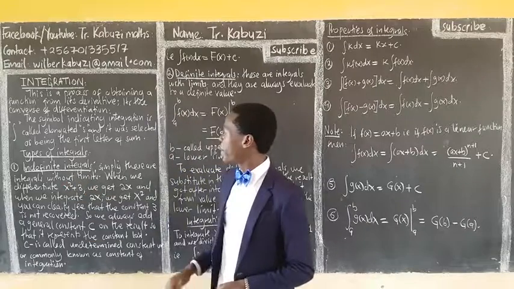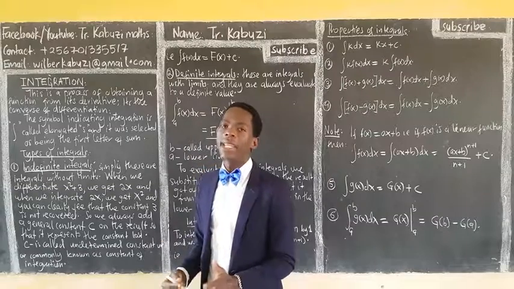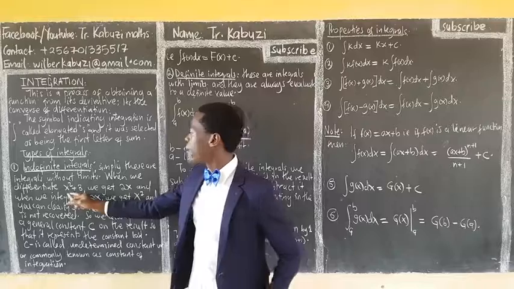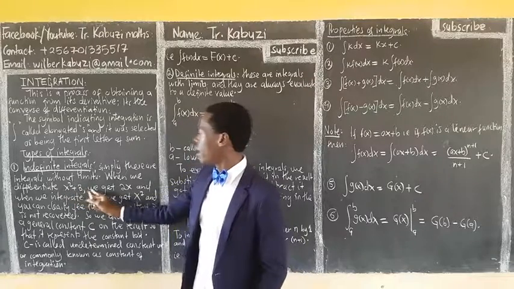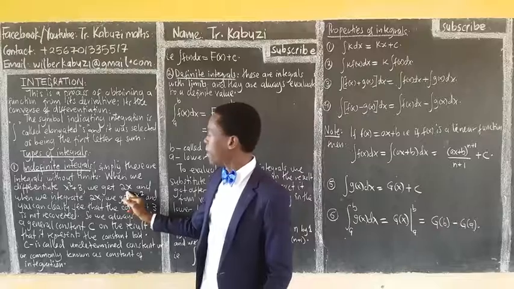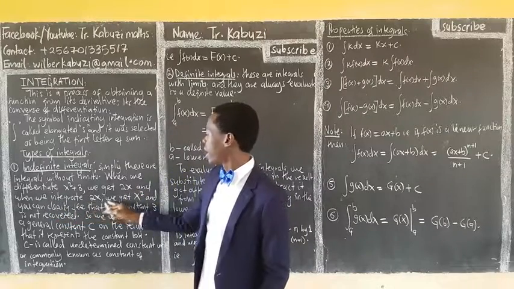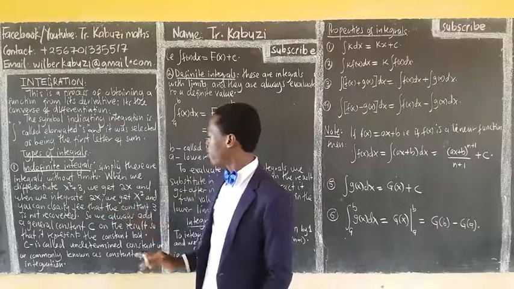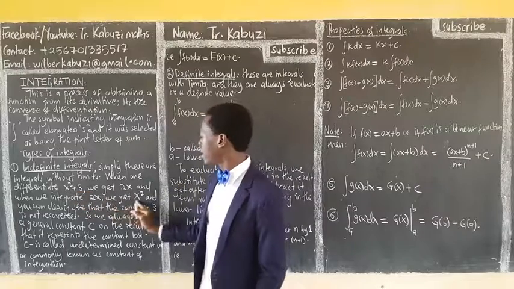Indefinite integrals. Simply, these are integrals without limits. Remember, when we differentiate a function like x squared plus 3, we get 2x. And when we integrate 2x, we get x squared. You increase the power by 1 and divide by the new power. Now, when you differentiate this, you get this. But when you integrate this, you get this.